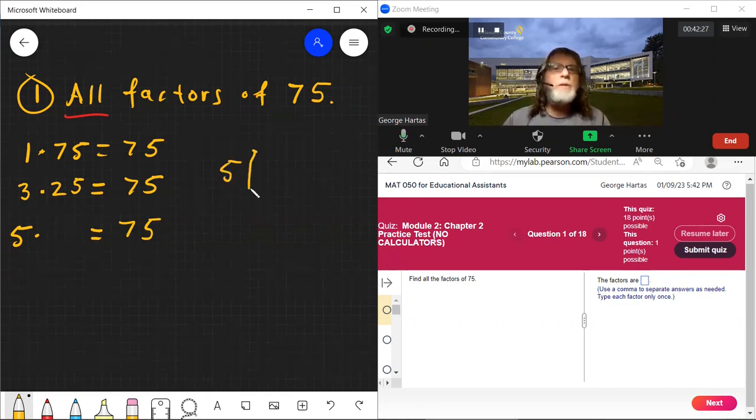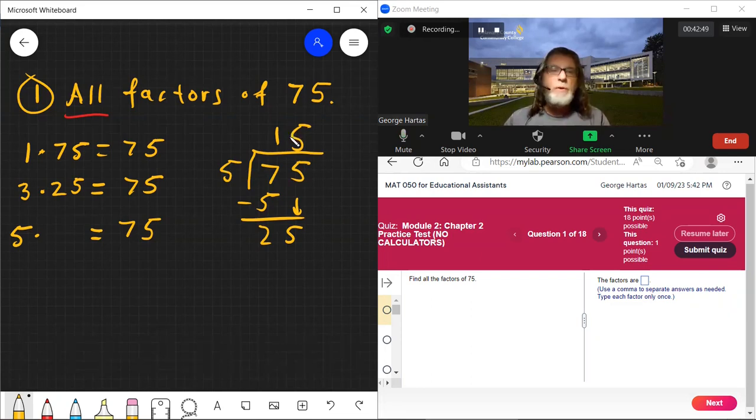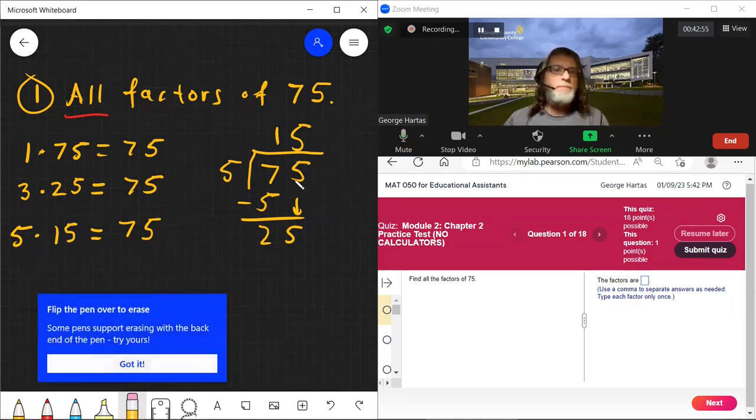So nothing too fancy here, quick and dirty, long division. 5 goes into 7 once, 1 times 5 is 5. Bring down the 5. 5 divides into 25 5 times. So there it is. 5 divides into 75 15 times, or 5 times 15 equals 75.